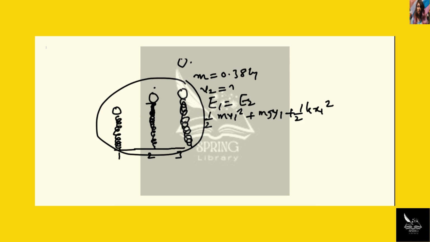And at level 2, the total energy is equal to half m v2 squared plus mgy2 plus half k x2 squared. So we're just considering all three energies at both the locations, and then we'll see which energy is present at which location. So let's first see at level 1 which energies are present.